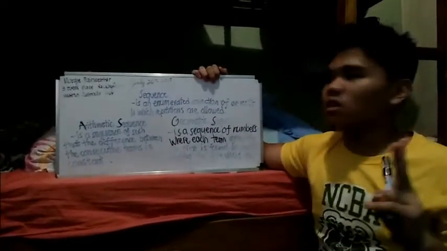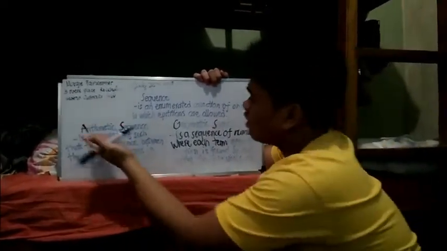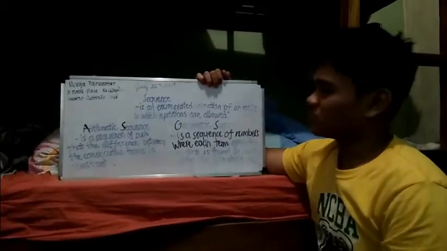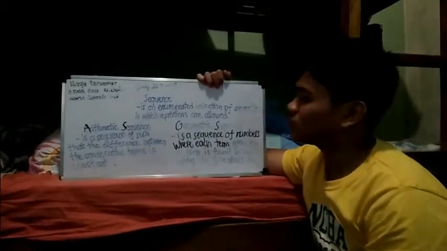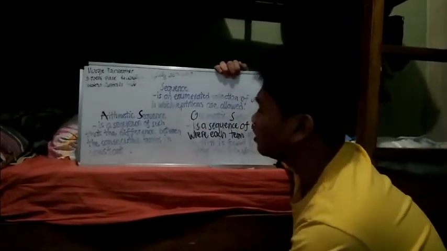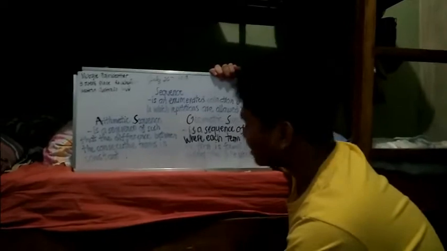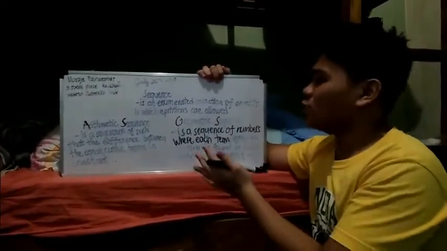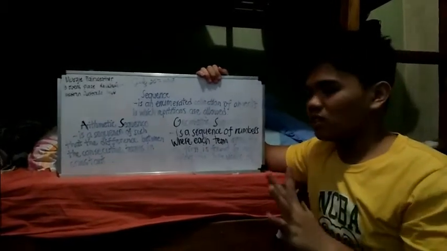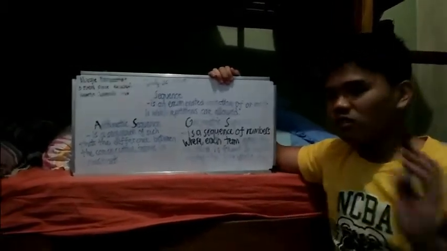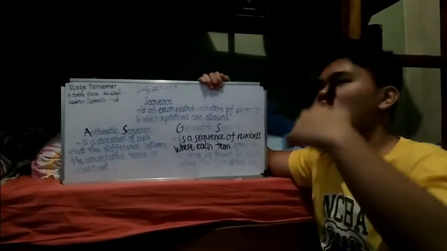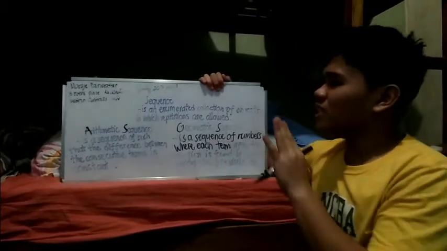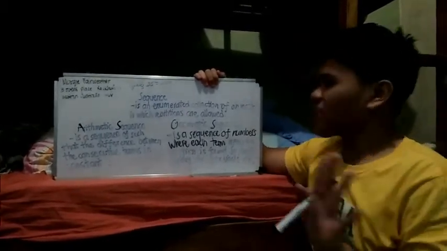There are two types of sequence: arithmetic sequence and geometric sequence. First, what is an arithmetic sequence? An arithmetic sequence is a sequence such that the difference between consecutive terms is constant. So, basically, arithmetic sequences are composed of numbers, for example 1, 2, 3, 4, and up. It means that the arithmetic sequence is numbers in order.